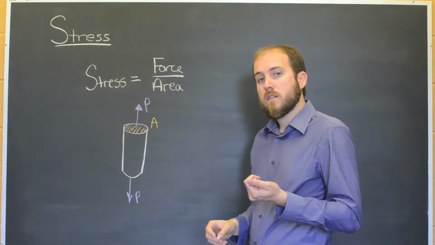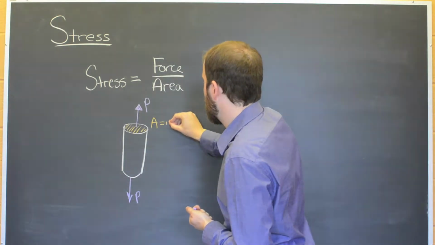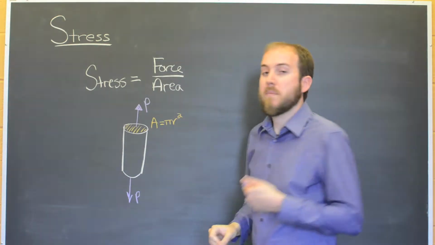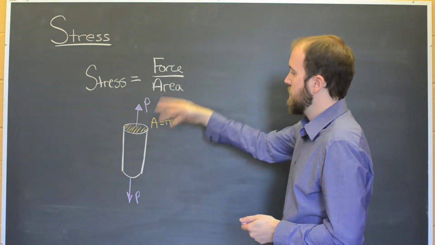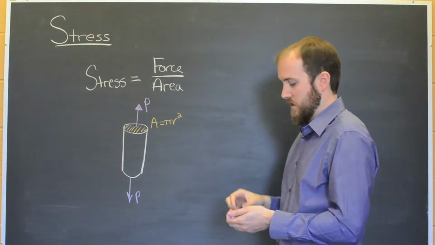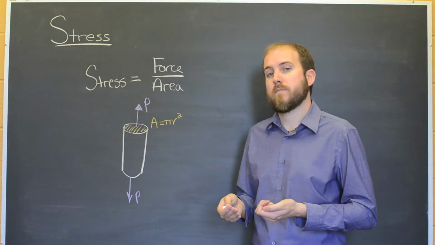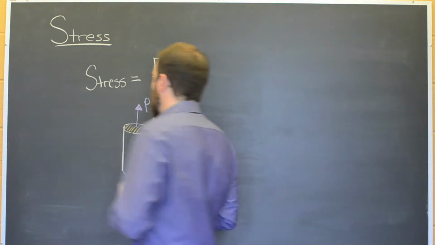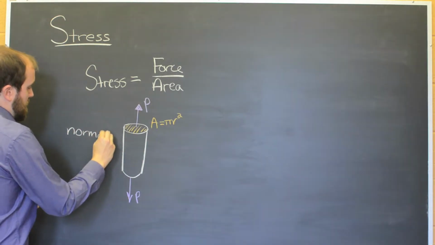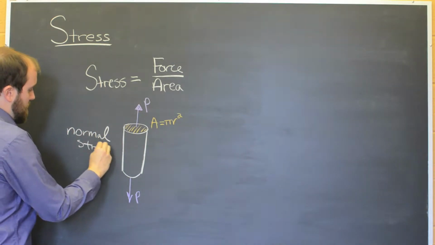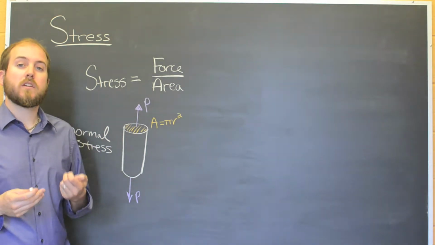Because this is a cylindrical rod, that cross-sectional area is circular and is given by pi r squared. So in this case, we have a stress that's acting perpendicular to the cross-sectional area of the rod. Another word for that is it's acting normal to that cross-sectional area. And so this is what's described as a normal stress. Normal stresses are typically denoted with the Greek symbol sigma.